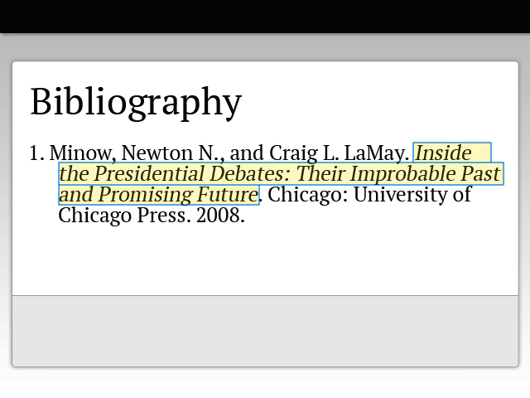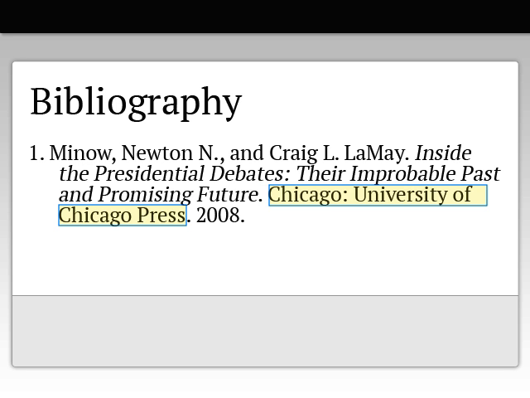The title is given, following the same rules used in the long-form note. After another period, the publication information is given, following the long-form note rules, except there are no parentheses. Page numbers are not given in bibliography entries. In all cases, if the author of the citation is unknown, the entry begins with the title.